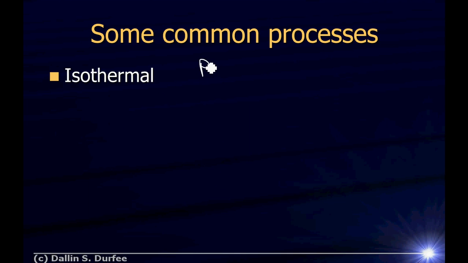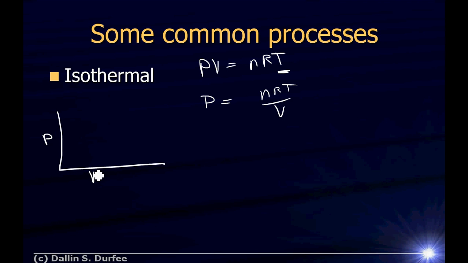Isothermal means the temperature doesn't change. PV is equal to nRT. If the temperature doesn't change, that means the pressure is going to be nRT over V. It's going to go as 1 over V. So if I plot a PV diagram for isothermal, it's going to look like this. As the volume increases, the pressure goes down. So it's going to be some sort of a curve. And the limit is the volume goes to 0, the pressure goes to infinity. And the limit is the volume goes to infinity, the pressure goes to 0. So that's what an isothermal process looks like.